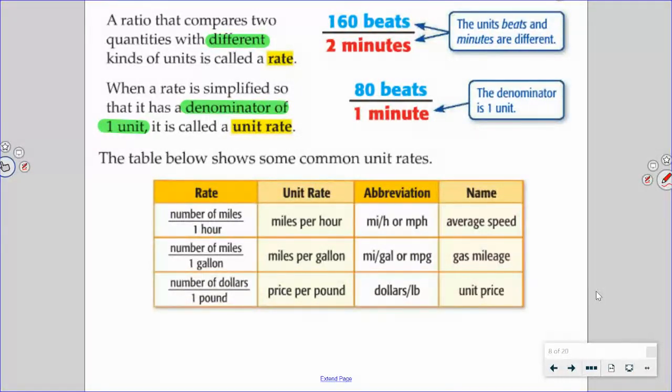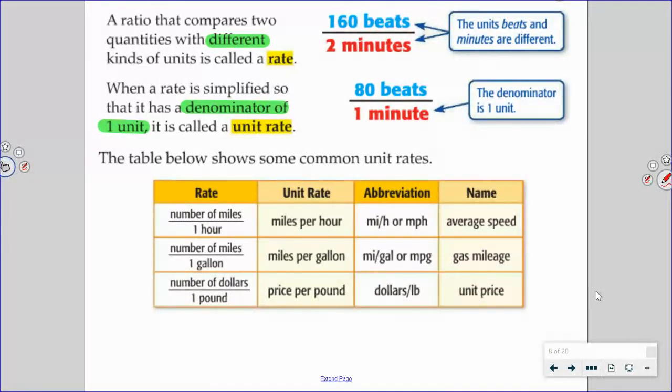A unit rate is where the rate is reduced to have a denominator that is 1. In other words, instead of writing 160 beats every 2 minutes, you could convert that to a unit rate and simply say 80 beats per 1 minute or 80 beats per minute. Now, we use unit rates all the time. Very rarely do you say, man, I traveled 467 miles in 7 hours. You're going to say something like, I went 50 miles per hour.